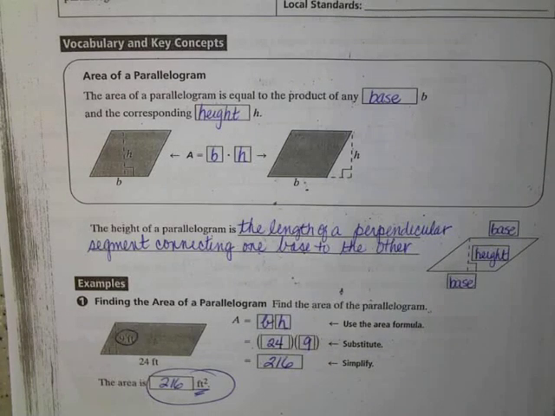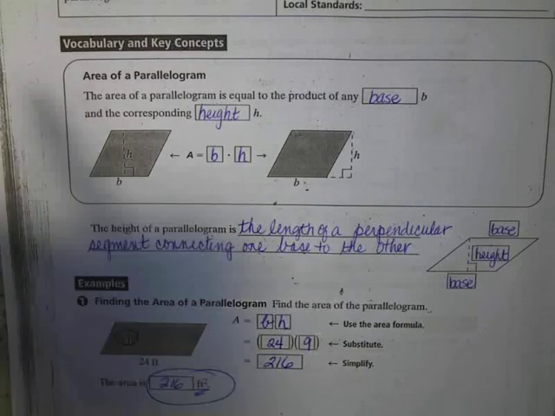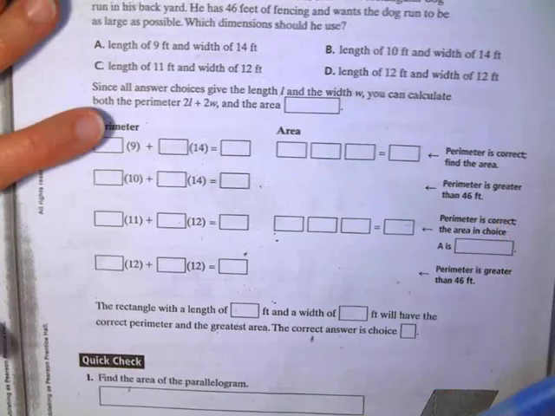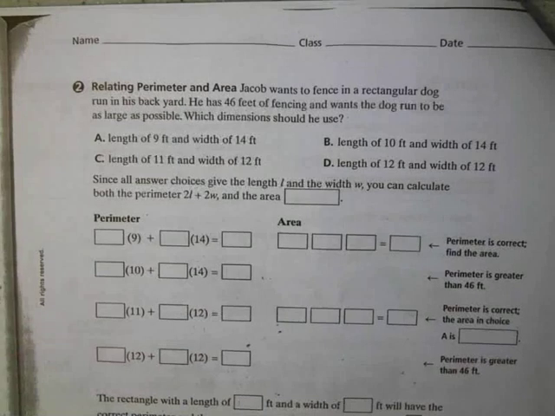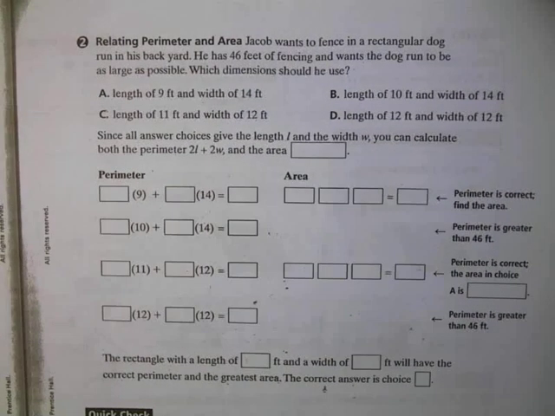Again, I'm trying to figure out how many square units fit within the confines of this shape. Now, question number 2 is kind of involved, but I like it because it's a very practical application of why you might need to be able to do area and perimeter and how you can make some comparisons.